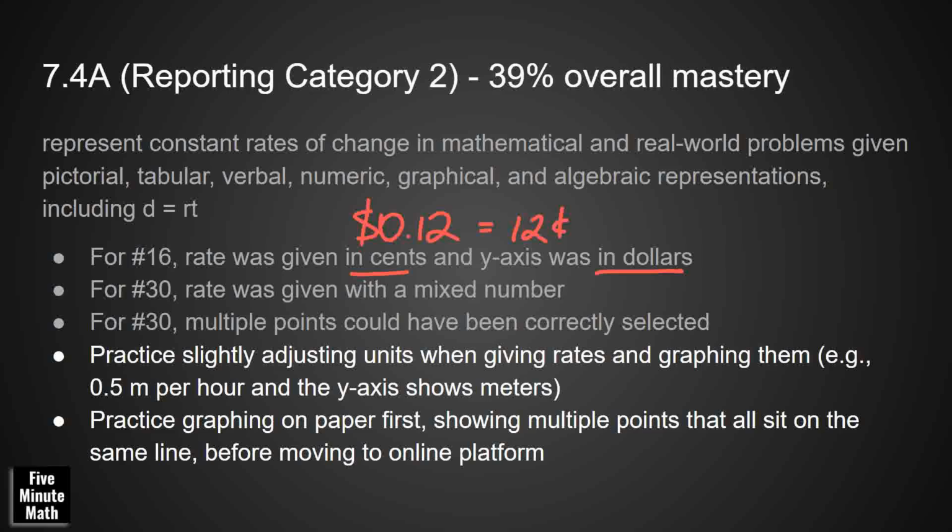For 30, the rate was 1.5, right? So that was given to us in a mixed number. So either students could keep the mixed number, or they can convert that to a decimal. And then multiple points, like I said, could have been selected for that one.